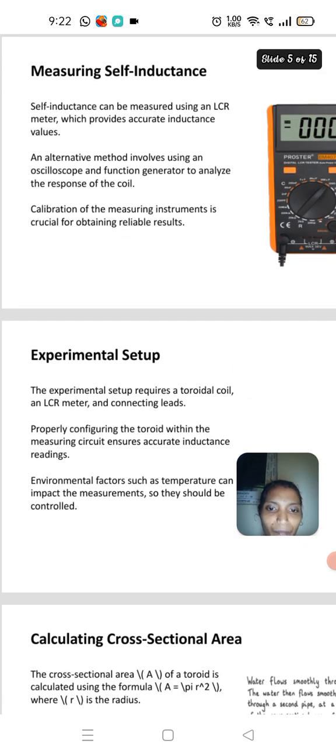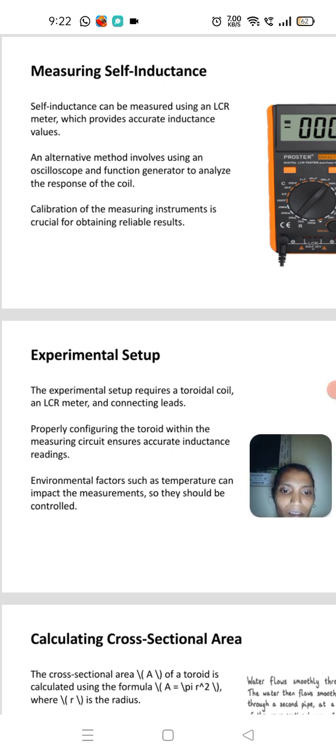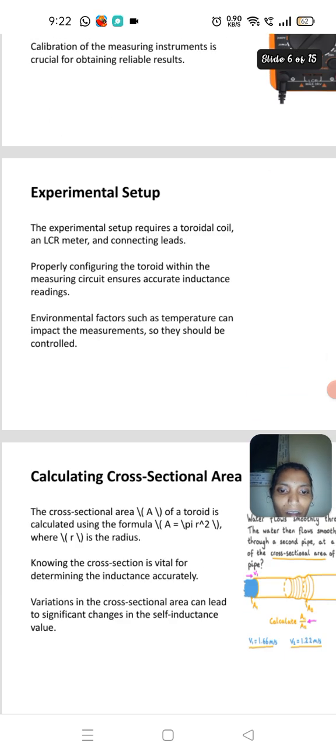Experimental setup. The experimental setup requires a toroid coil, an LCR meter, and connecting leads. Properly configuring the toroid within the measuring circuit ensures accurate inductance readings. Environmental factors such as temperature can impact the measurements, so they should be controlled.